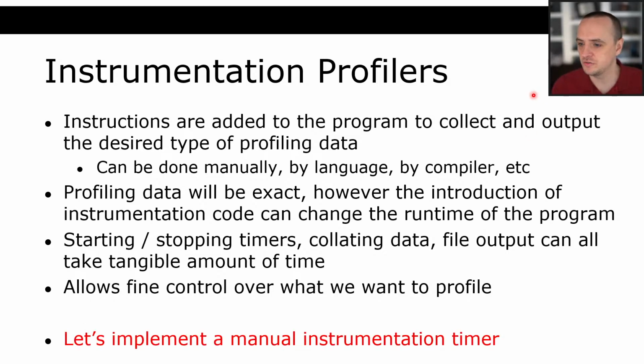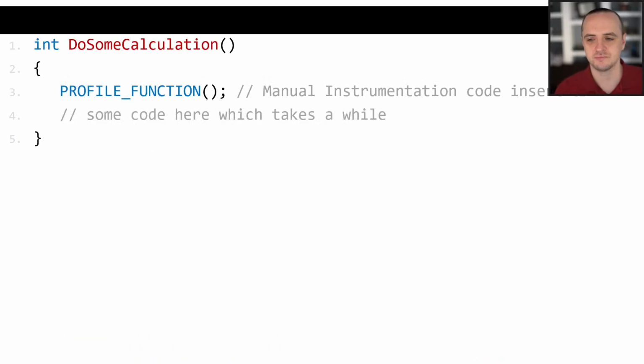So what we're going to do now is implement a manual instrumentation timer for C++, and we're going to be able to visualize the output of that instrumentation profiler. This is going to blow your mind, hopefully, because it blew my mind the first time I saw it. All right, so this is what it's going to look like.